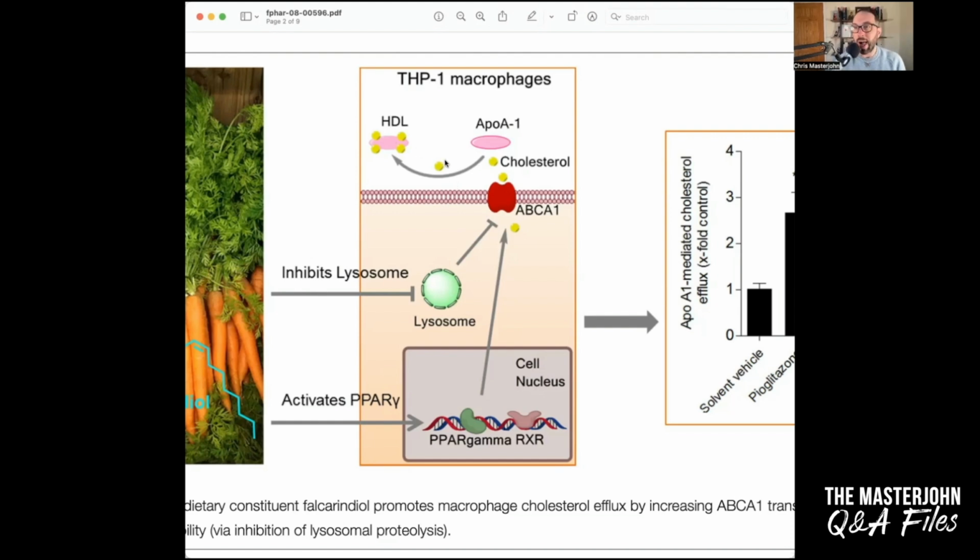But I don't really agree that this is so obviously central to the processes we were talking about before, because once you have a ton of oxidized lipids in the subendothelial space, you want them secured in the macrophages because they're toxic to the cells.